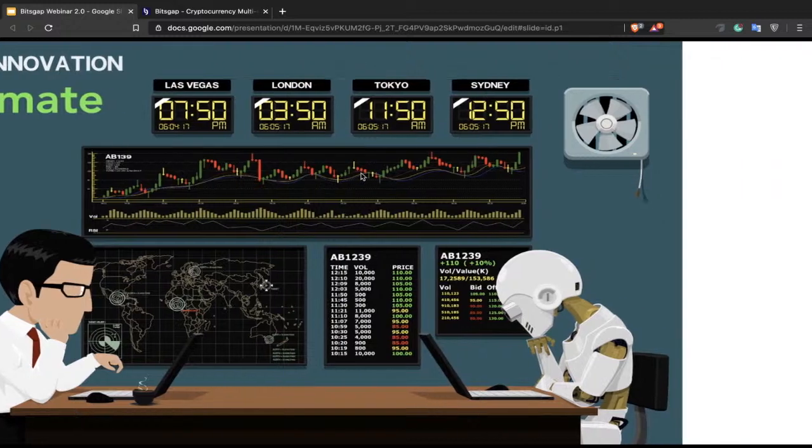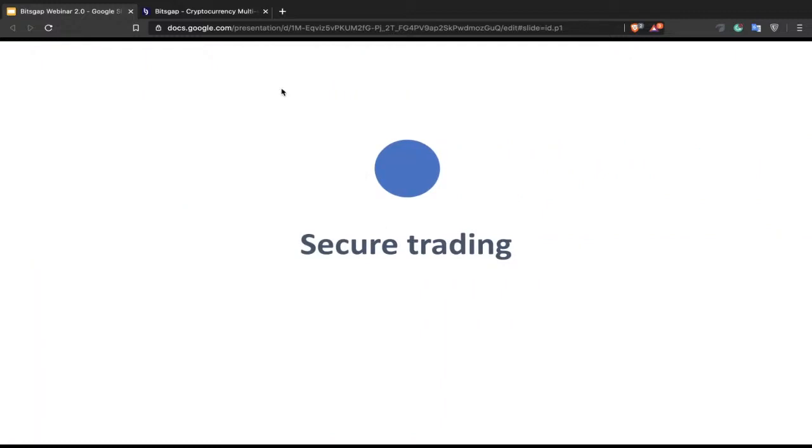You can use it, and with demo trading mode you can test all of the features that we have, all of the things that I've just mentioned, absolutely risk-free.